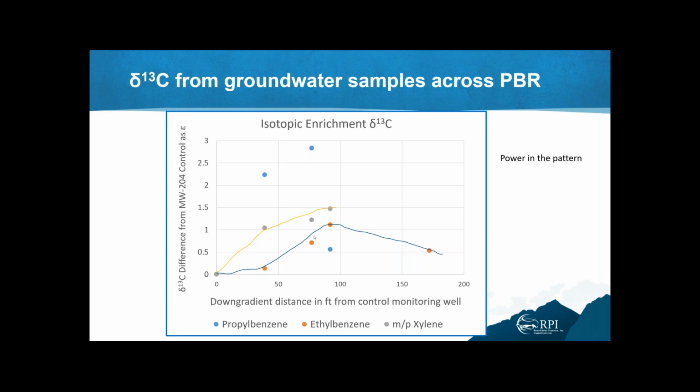But you will notice that the enrichment increases over control for both ethylbenzene and xylene, and you see the same thing for propylbenzene. This is not as impressive as the other picture, but considering that you go through the barrier and then your numbers start to drop off on the other side of the barrier, that would be very consistent. So there's a lot of power in that pattern.